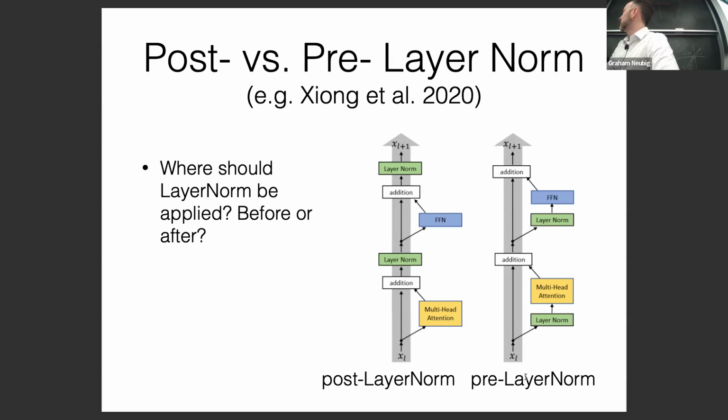So a modification to this is pre-layer norm, where layer norm is applied previously to all of the multi-head attention and feed forward layers, which gives us a direct residual connection all the way from the beginning to the end, and that improves gradient propagation. So this is another big thing that has improved the training of transformers and made them more stable.